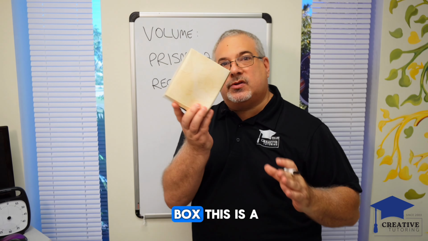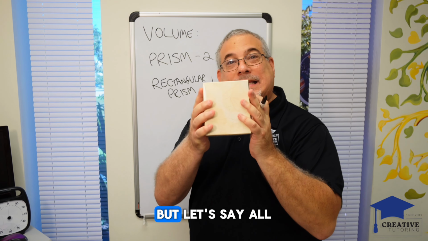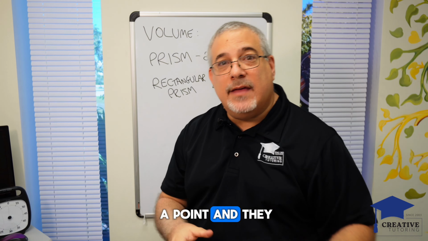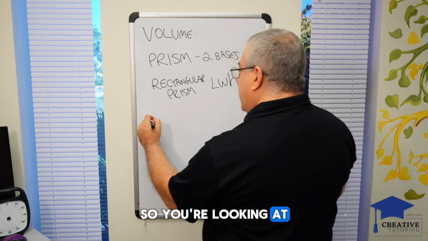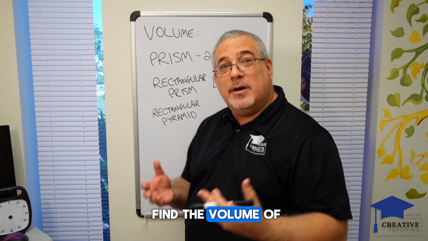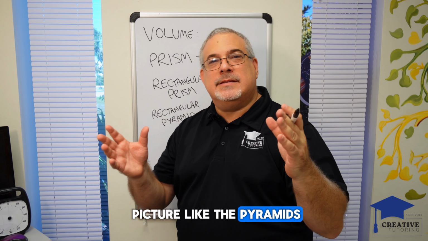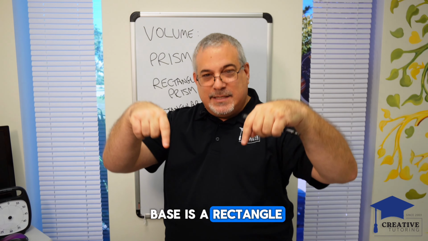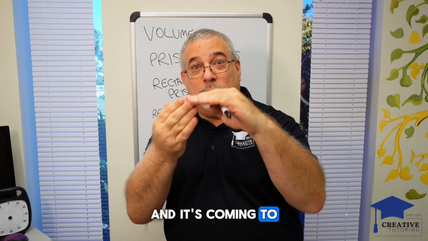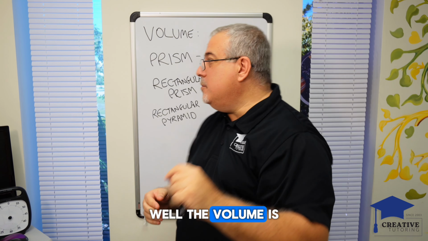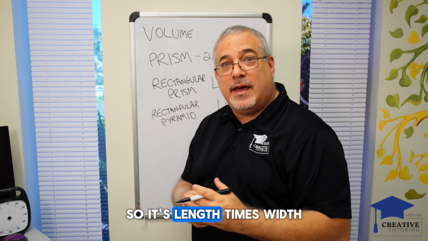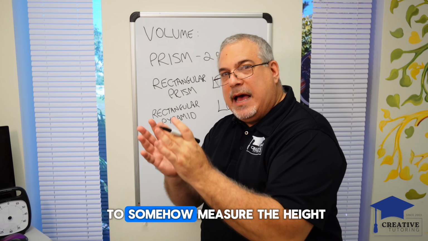Now, let's take this box. This is a rectangular prism. But let's say all the sides cave in and they come to a point and they become a pyramid. So you're looking at a rectangular pyramid and you're trying to find the volume of that shape. So if you could picture like the pyramids in Egypt, right? And let's say the base is a rectangle, or let's say it's a square, and all the sides are caving in on all four sides and it's coming to a point, right? Well, the volume is still the area of the base, which is still a four-sided base, so it's length times width. But now we need to somehow measure the height.